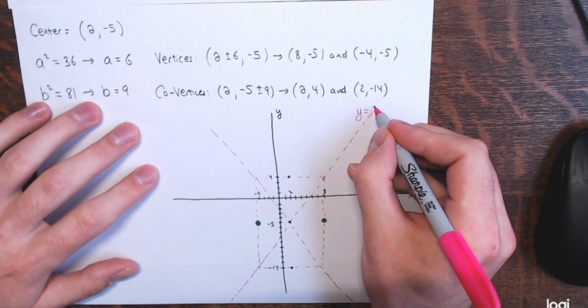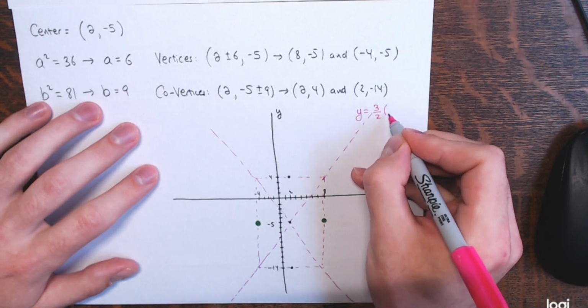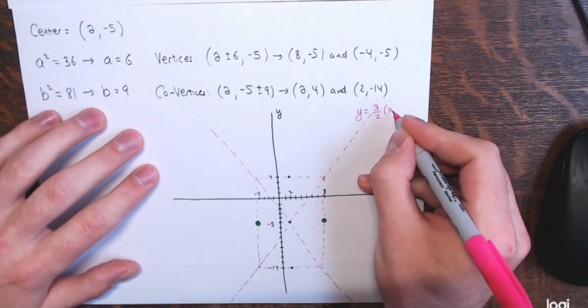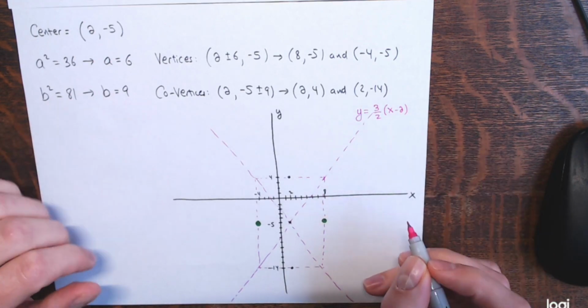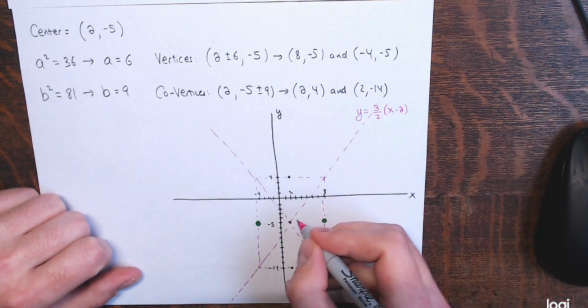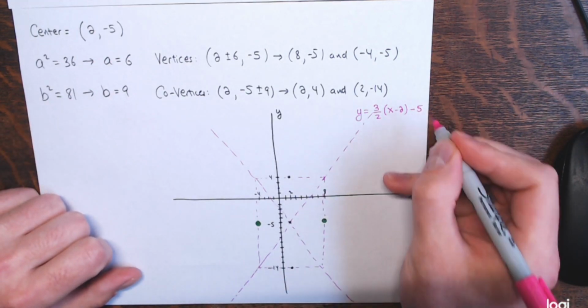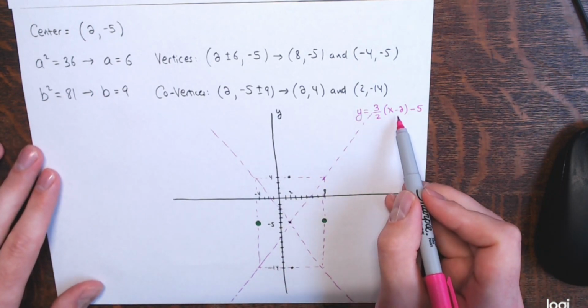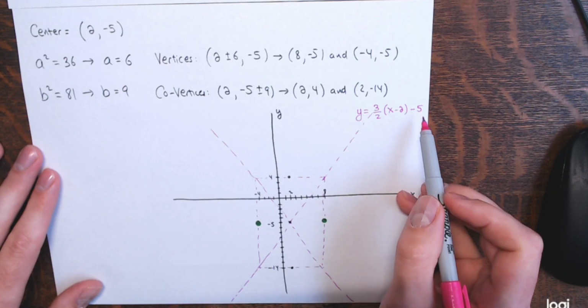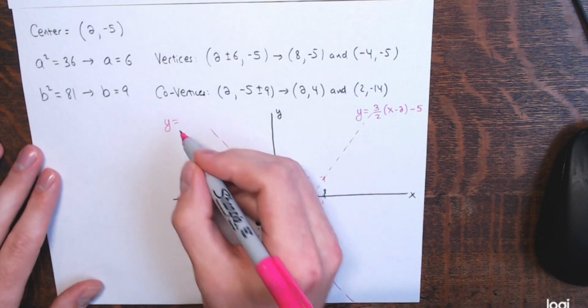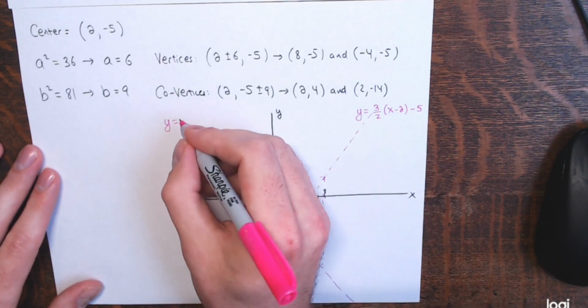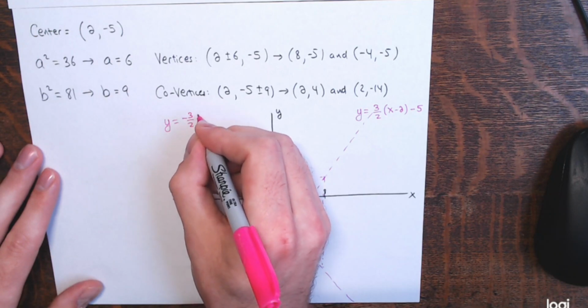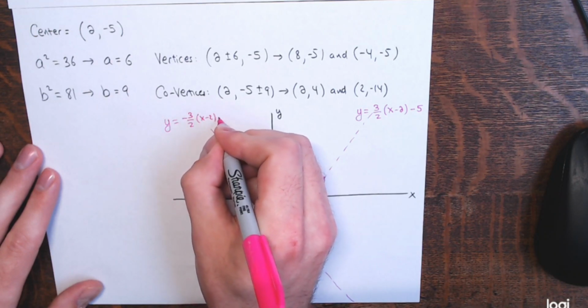So y equals 3 halves times the quantity x minus 2, right? X minus the x coordinate of the center, and then plus the y coordinate of the center, so minus 5 there. So that line has equation y equals 3 halves times x minus 2, and then minus 5. And the other one has the same equation, but just with a negative slope. Y equals -3 halves times the quantity x minus 2, and then minus 5 after.